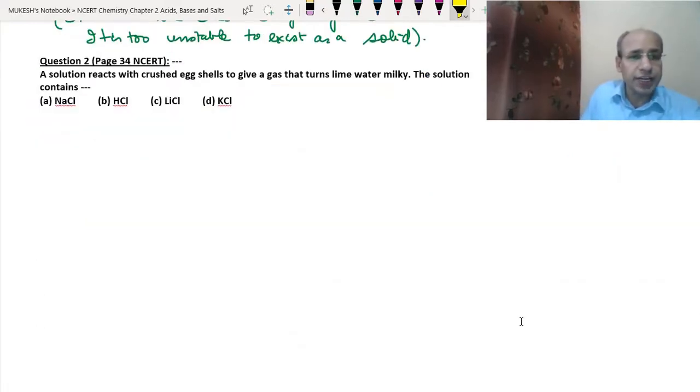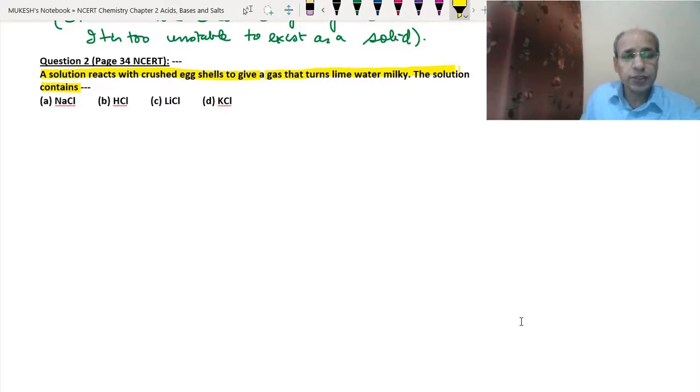This is also from the NCERT book. A solution reacts with crushed eggshells to give a gas that turns lime water milky. The solution contains, we have the different answers: sodium chloride, hydrogen chloride or HCl acid, lithium chloride, and potassium chloride.